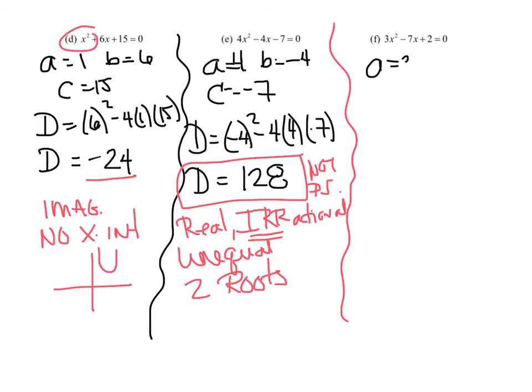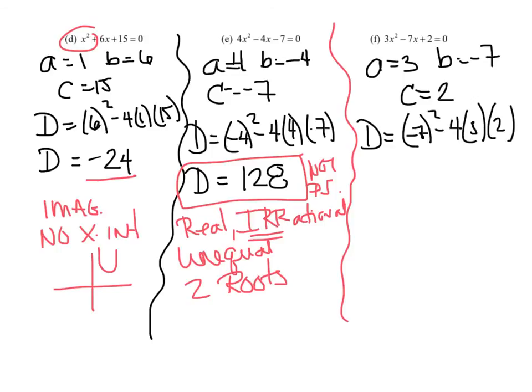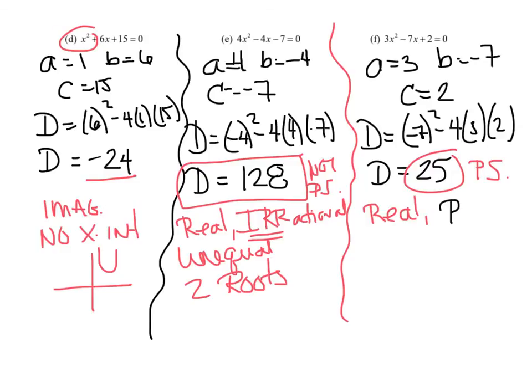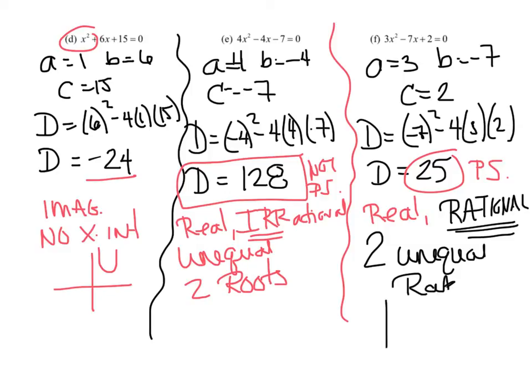Last one, my A is 3, my B is negative 7, and my C is 2. So my discriminant equals negative 7 squared minus 4 times 3 times 2. I get a discriminant of 25. Okay, I love that number because that is a perfect square. So I'm getting a real number. Because it's perfect, my keyword is rational. I get 2 unequal roots. Okay, so I'm crossing that x-axis twice, just at 2 different numbers.